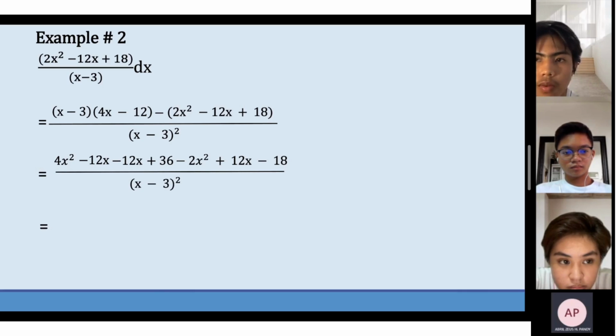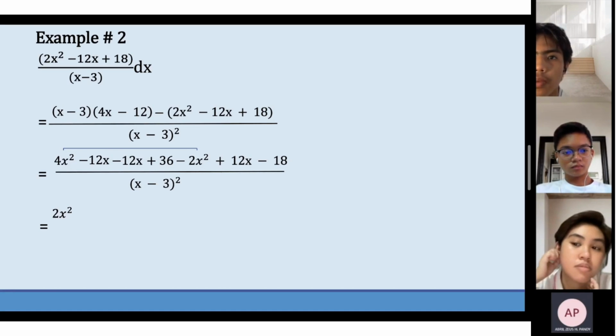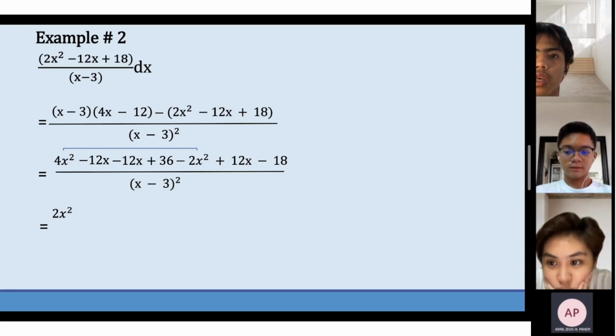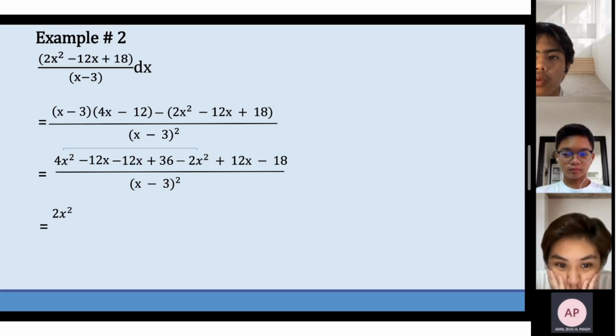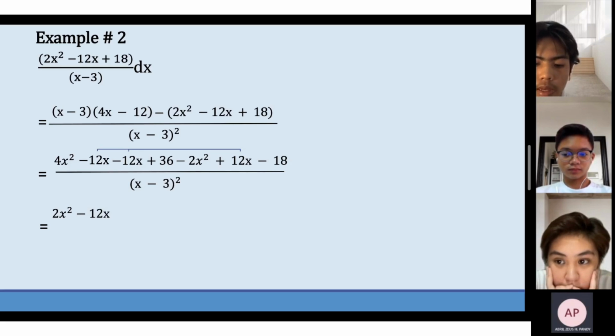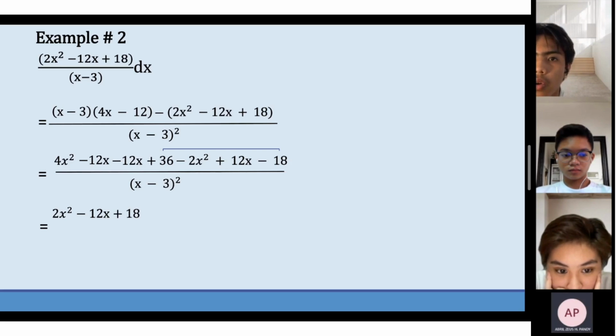Combine like terms. 4x squared minus 2x squared is 2x squared. Negative 12x minus 12x plus 12x is negative 12x. Then 36 minus 18 is 18, all over the quantity of x minus 3 squared.